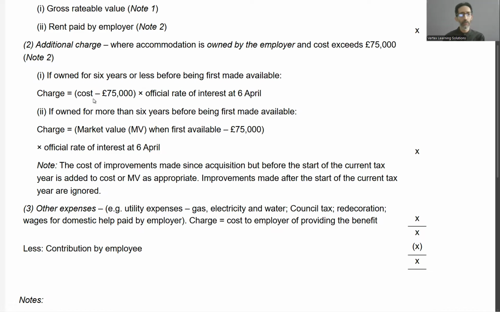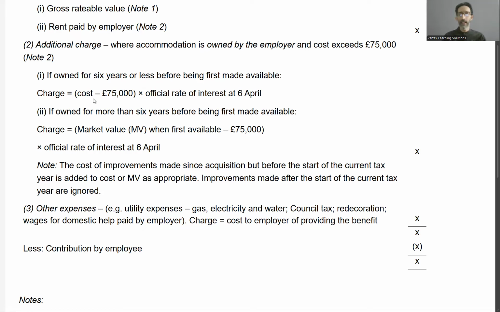As we move on, there is a twist in this calculation, which comes when the accommodation is bought by the employer and provided to the employee. There are these two dates: when the house was bought by the employer and when it was provided to the employee. If the time period between the two dates is more than 6 years, then we have to compare the market value when the house was provided and the cost when the house was bought by the employer.